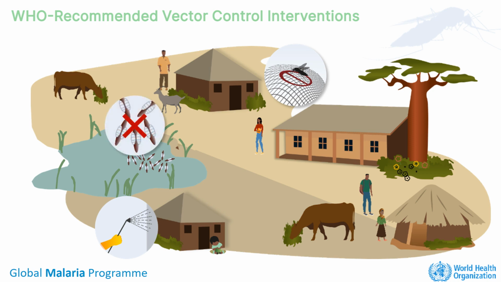There are two additional interventions that are considered supplementary. First, larval source management, or LSM, targets the immature stages of the mosquito, that is, the eggs, larvae, and pupae. Managing the water bodies in which mosquitoes lay their eggs reduces the number of adult mosquitoes that are produced. LSM is an umbrella term that includes larviciding, habitat modification or manipulation, and biological control. We'll talk about all of these in the next few slides.